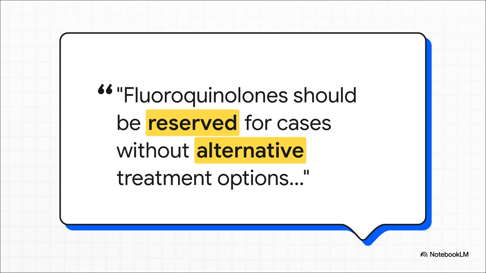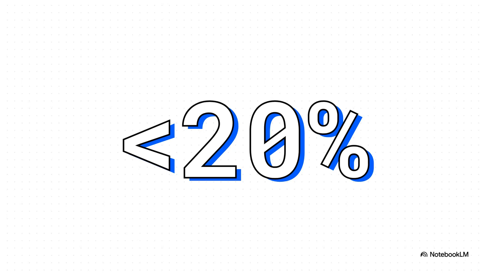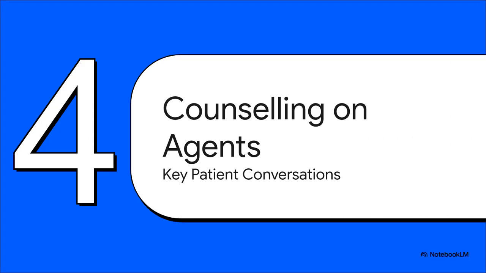And when you're thinking about using SMX/TMP, you have to put on your detective hat for a second. This is a hard and fast rule. You need to know your local resistance rates. If the E. coli in your area is resistant to Bactrim more than 20% of the time, you really should be reaching for something else, like nitrofurantoin or fosfomycin. All right, let's get super practical.